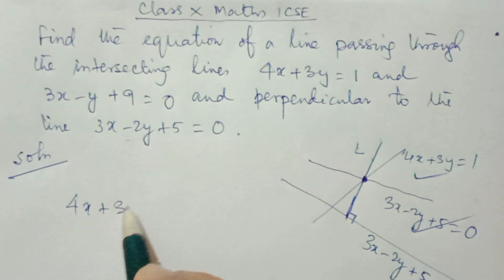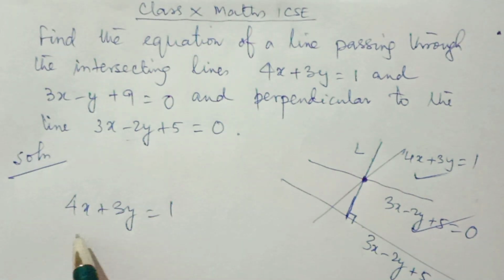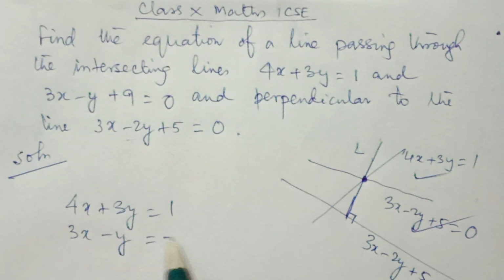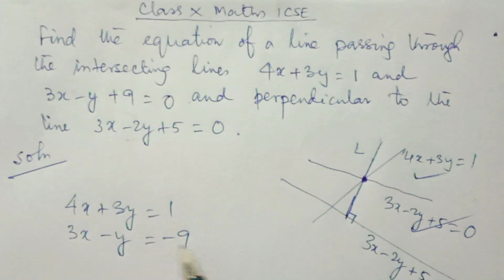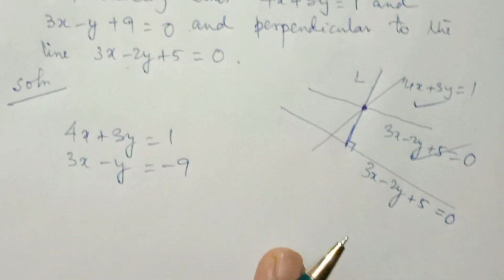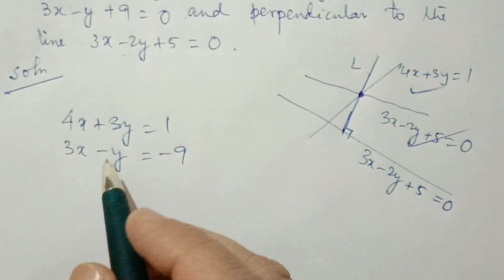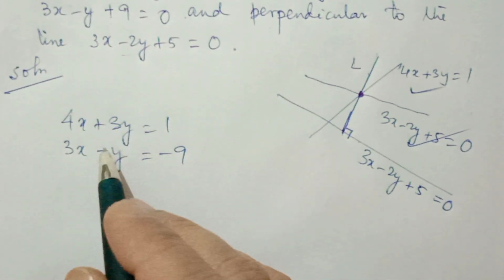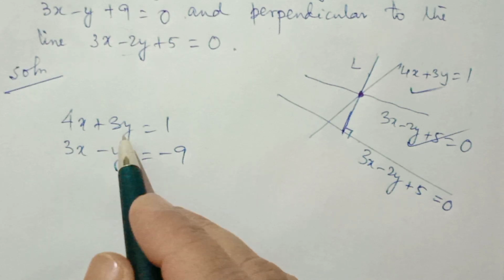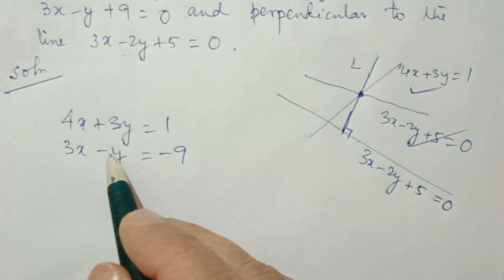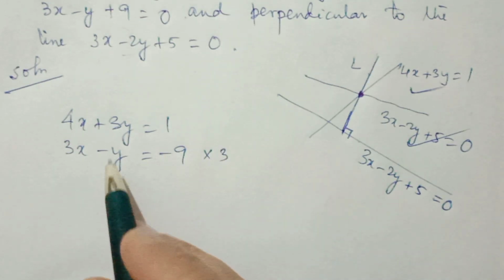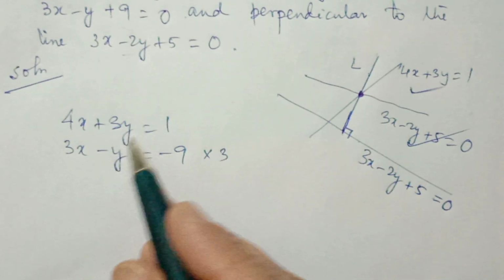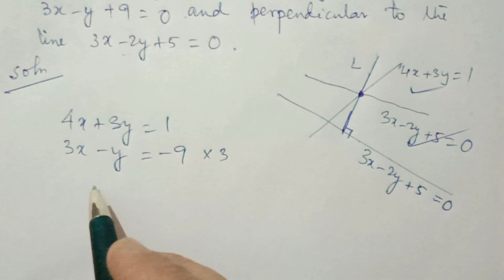We'll write these equations together: 4x plus 3y equals 1, and 3x minus y equals minus 9. I take this plus 9 to that side, then it will be minus 9. Now you have various methods of solving. Here we can equate the coefficient of y. Here 3, here minus 1. So you can multiply this with 3, then here also minus 3 will come. Then they can be cancelled or eliminated.